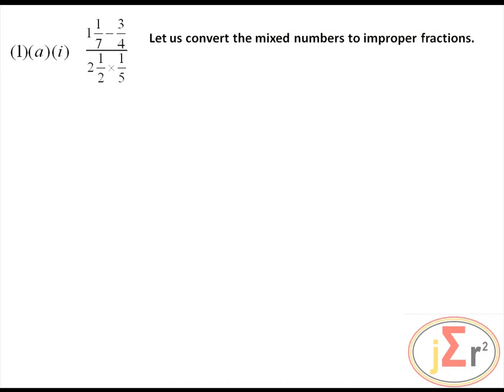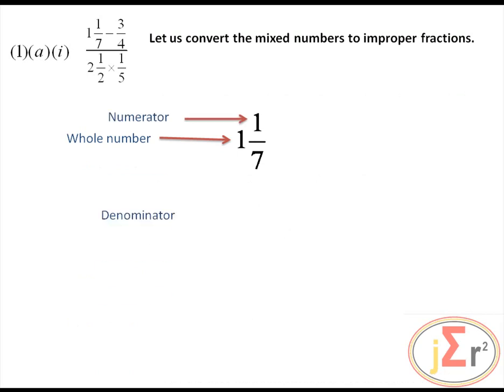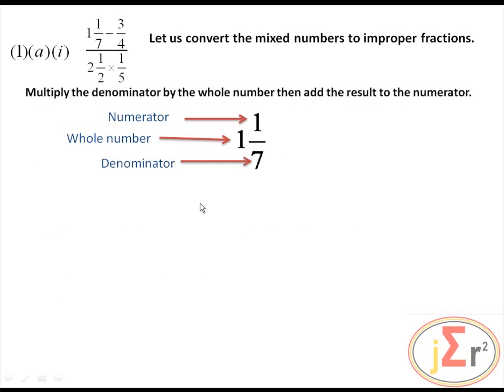We will begin by converting the mixed numbers to improper fractions. So there's our first one, and of course we are identifying the different parts of the mixed number. We have the whole number, we have the numerator of the fraction, and we have the denominator of the fraction. First, we multiply the denominator by the whole number.